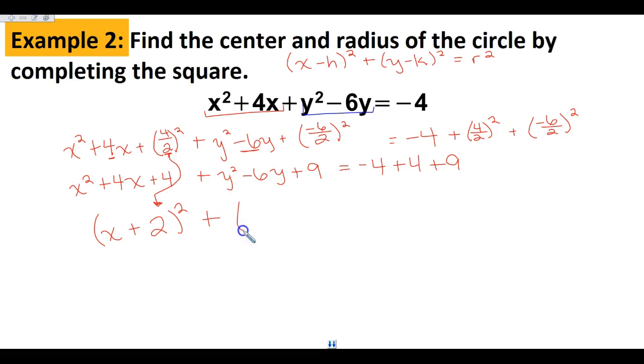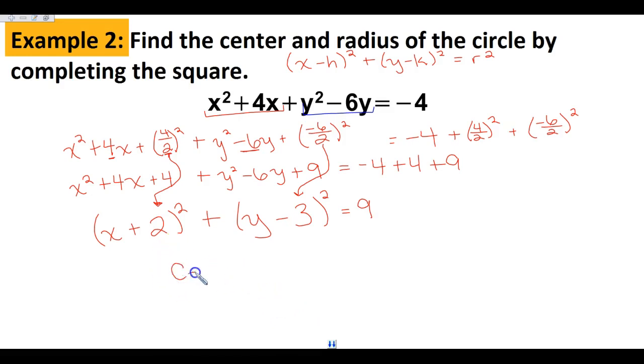Now, same thing for y. It's going to be y plus something squared here. And I'm going to take this term and put it down here. Well, negative 6 divided by 2 is a negative 3. And then negative 4 plus 4 is 0. So this is going to equal 9.